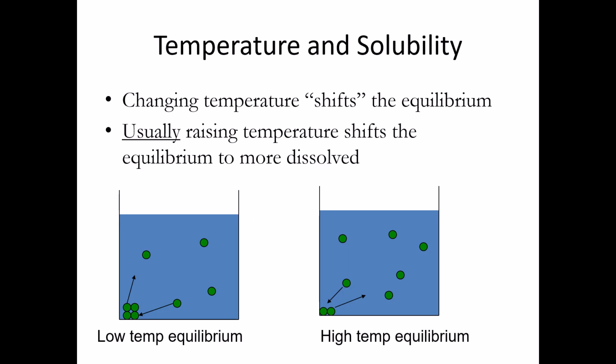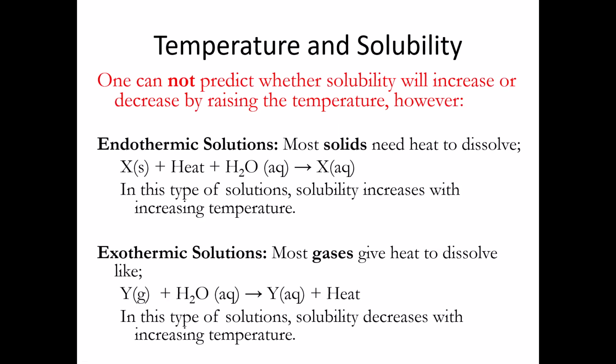So we know temperature has an effect on the solubility. That's why we increase the temperature of our solution when we're trying to dissolve things. Temperature shifts solubility. Usually, increasing temperature will lead to increased solubility, but that's not always true. If we look at our diagram here, at lower temperatures, we have less of the solute that can dissolve into the volume. As the temperature goes up, more of the solute can dissolve. But it doesn't always have to be that way.